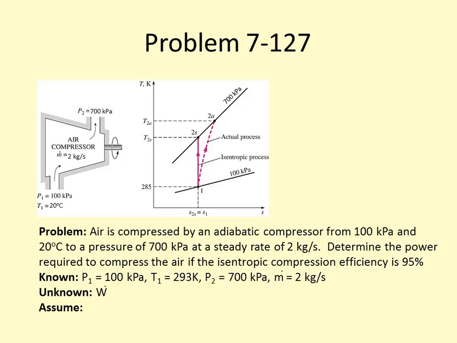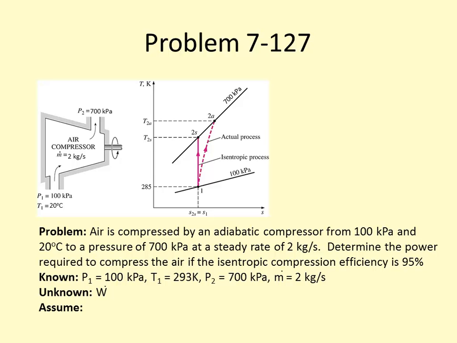To make that clear, we solve for our T2 isentropic, which is equal to 293 Kelvin times (700 kilopascals divided by 100 kilopascals, P2 over P1) to the power of (k minus 1) over k, with k equal to 1.395. Nitrogen is 1.4, but air is 1.395. Okay, so we have 508.3 Kelvin as our T2 isentropic.